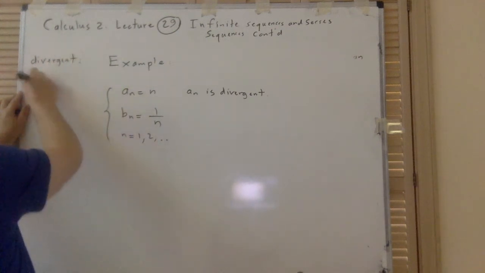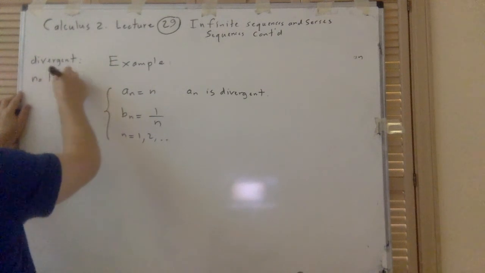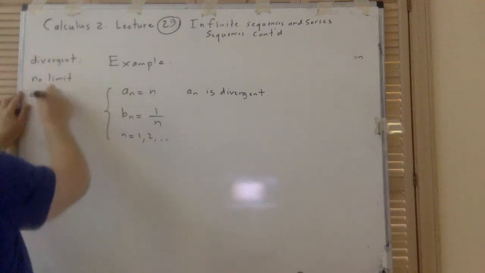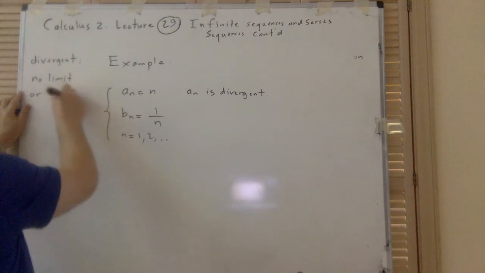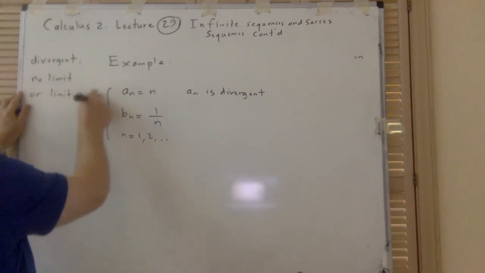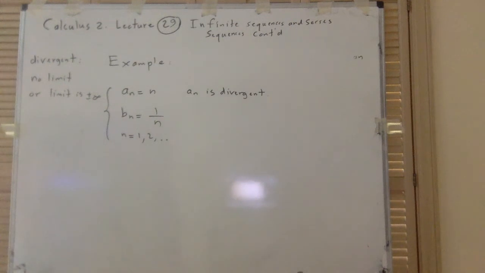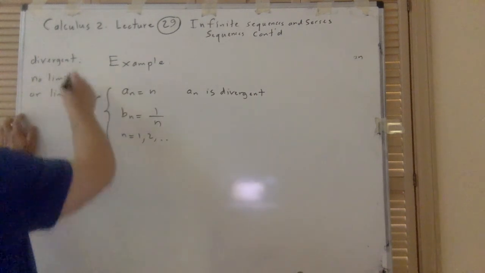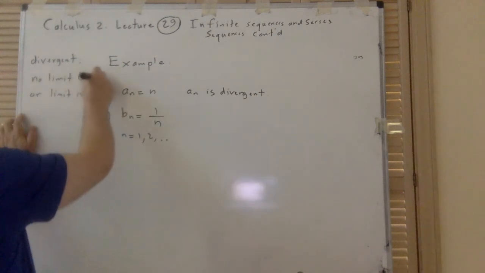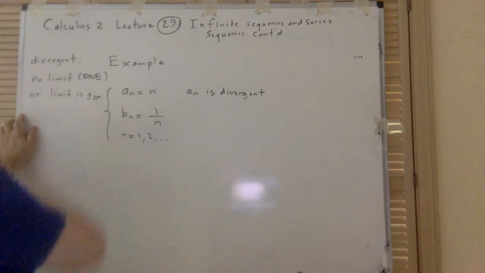Means no limit. Or the limit is plus or minus infinity. So if it doesn't have any limit, we just say the limit doesn't exist, right? So no limit, in fact, also means DNE, does not exist.